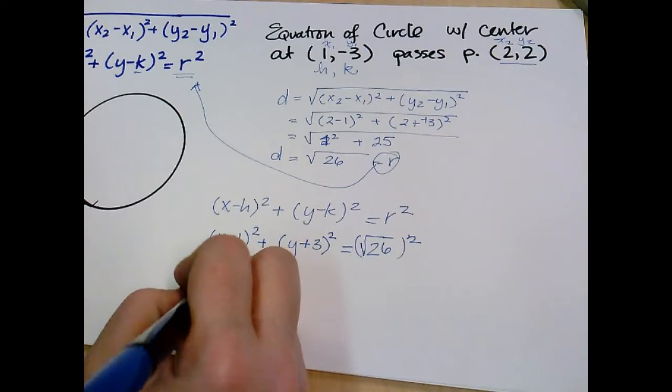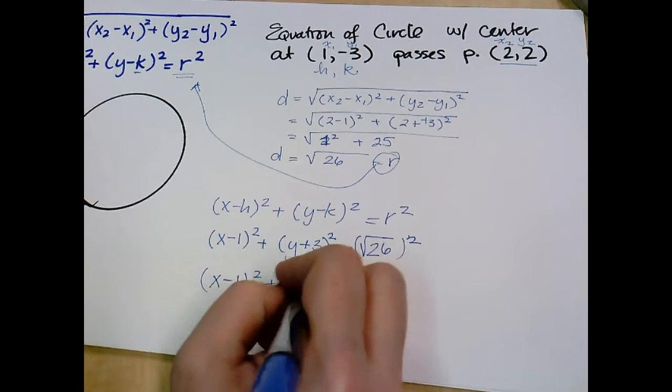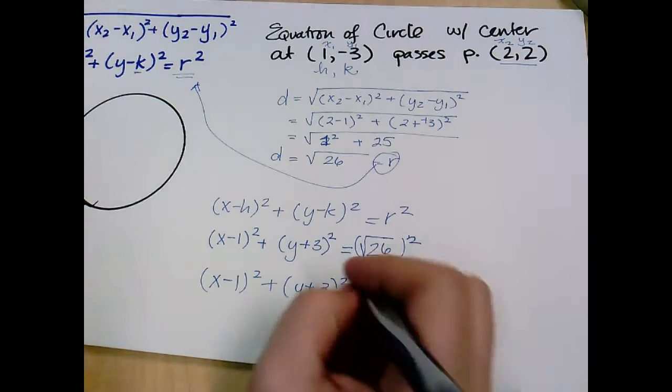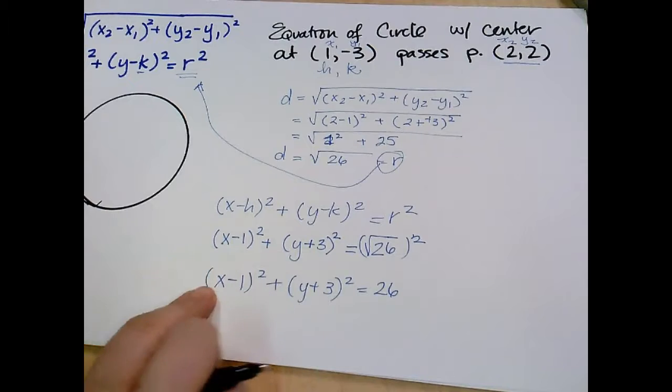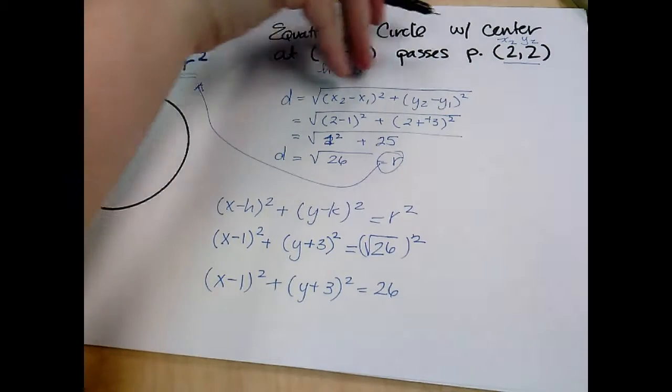So that last part, I'm going to go ahead: (x minus 1) squared plus (y plus 3) squared equals the square root of 26 squared, which is just 26. So this equation will give me a circle that has its center at (1, -3) and passes through the point (2, 2).